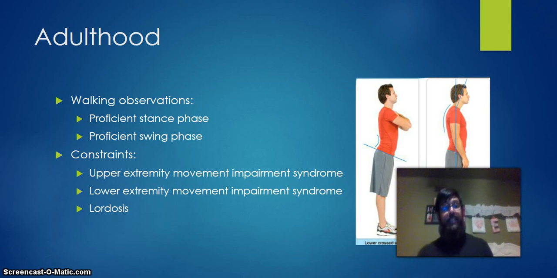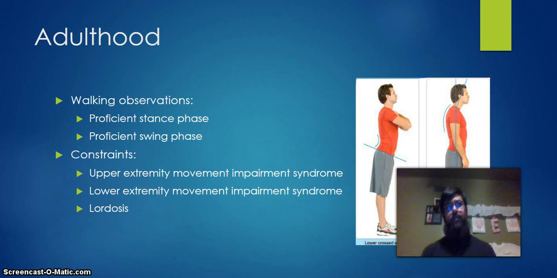Another constraint I've actually experienced: lower extremity movement impairment syndrome. This is where there's excessive flexion or extension of the hips. This is the picture on the left, as well as knee valgus, which is knock-knee, and then also pronation of the feet, flat foot.